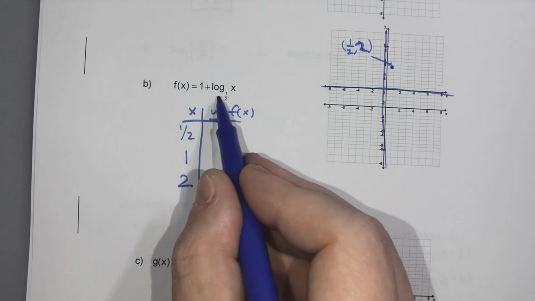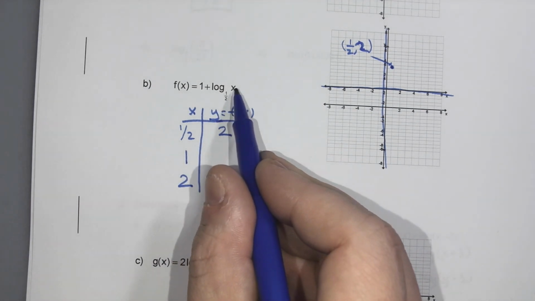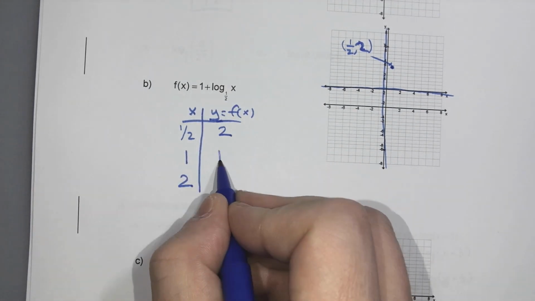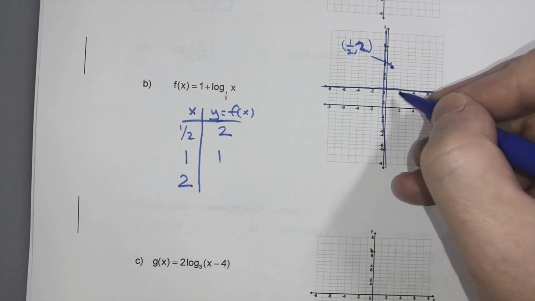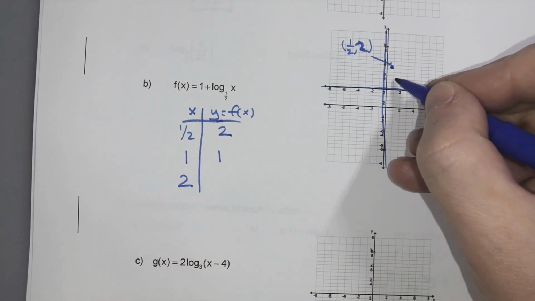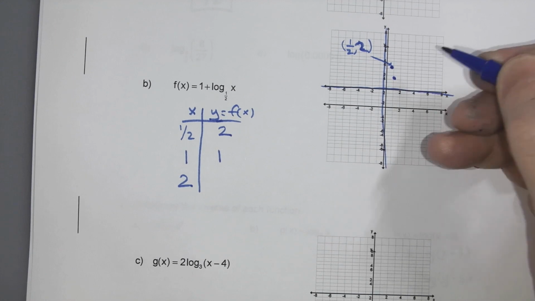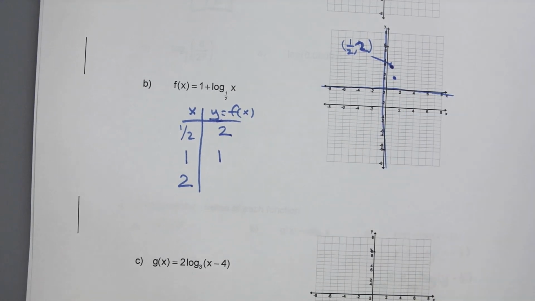Okay. 1. Log base 1/2 of 1 is 0. 0 plus 1 is 1. So I need to go to 1, comma, 1. So it seems to be about there.